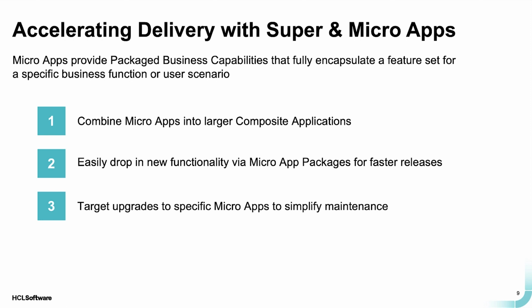So what are the benefits that you're going to get from this concept of super and micro apps? One, you can have your teams working on parallel components or parallel modules at the same time, and they'll be able to get their application built and tested faster. If you want to add new functionality to the application, you can effectively just add another micro app package, and it will help with faster releases.